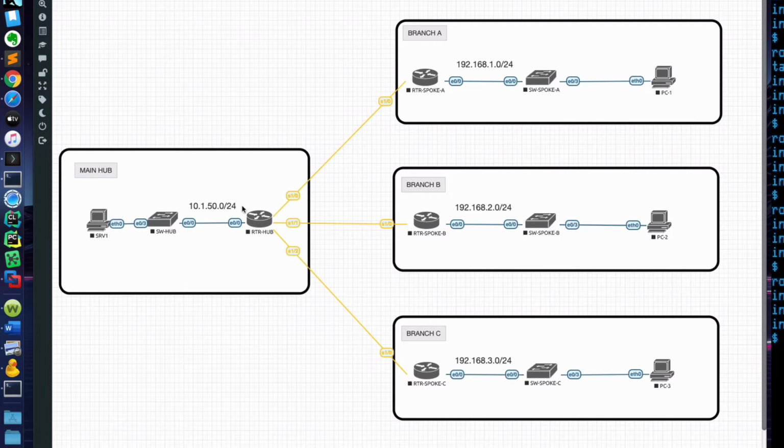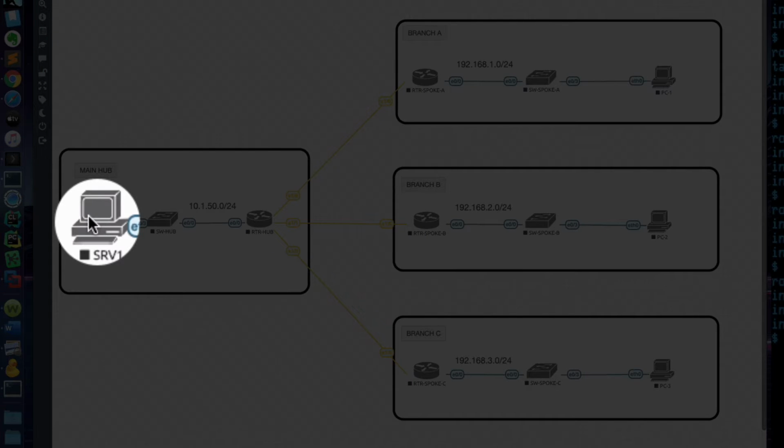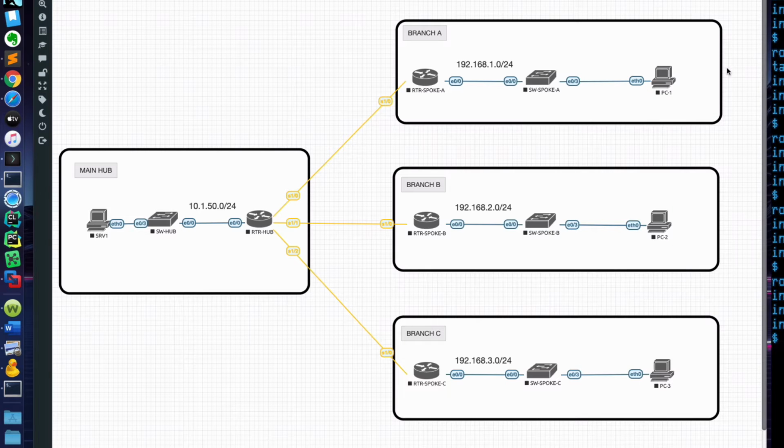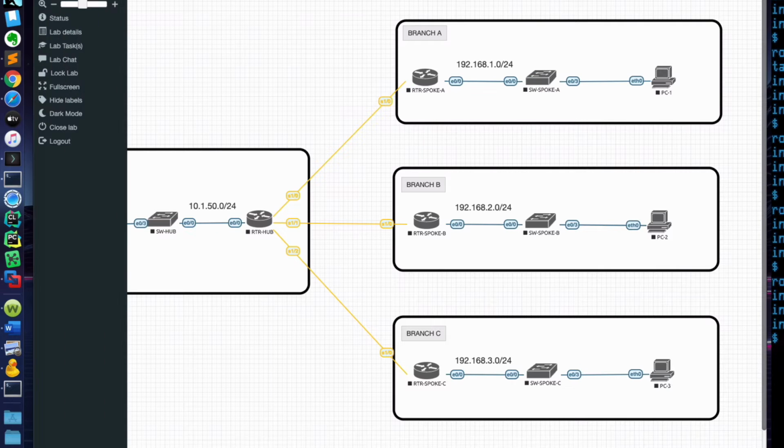So we're going to configure the hub router first, then we'll do the spokes. I'll get some IP flowing between server 1 and PC 1, and once the traffic's going, we'll start putting the IPSEC tunnel in place. The traffic will stop, and then hopefully when the tunnel comes up, it'll start working again. All right, so here we go.